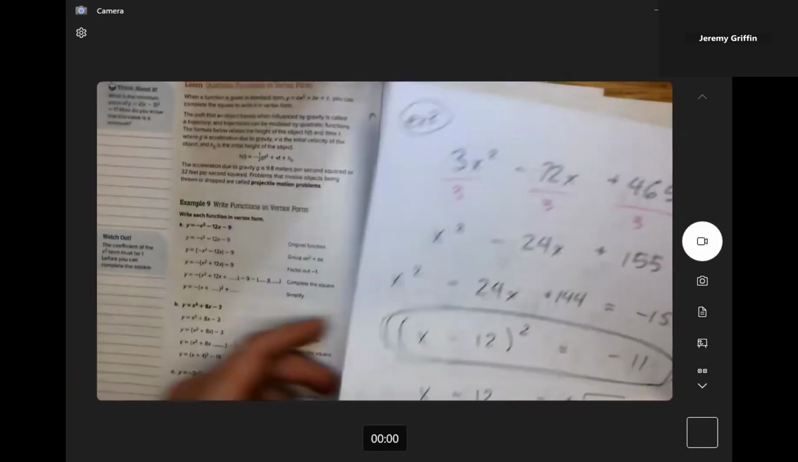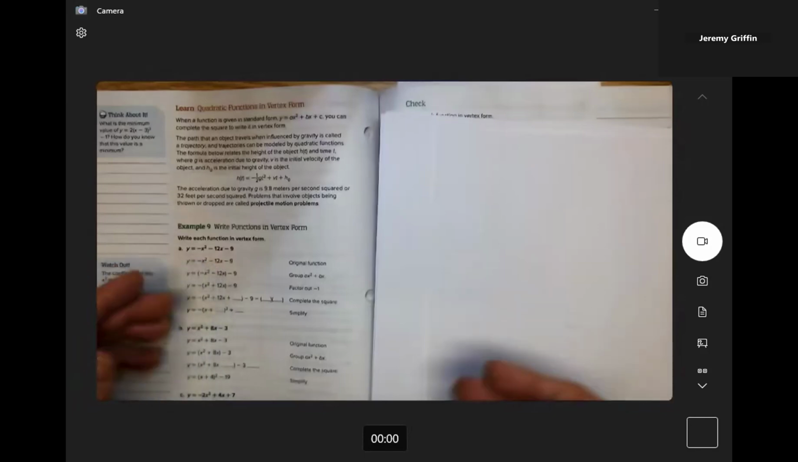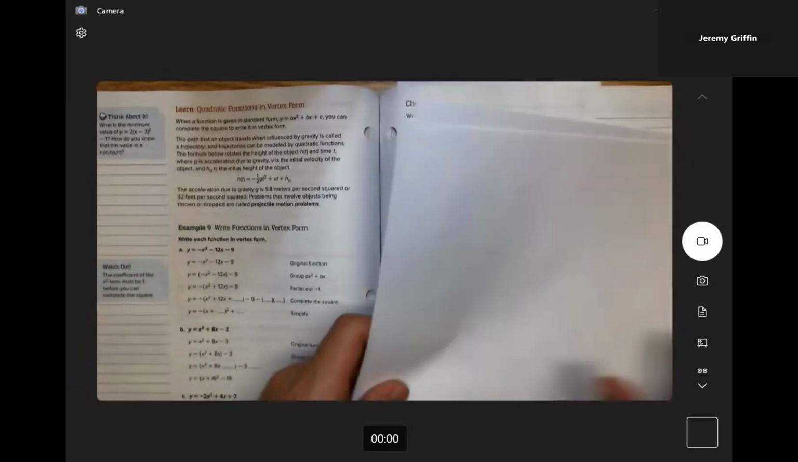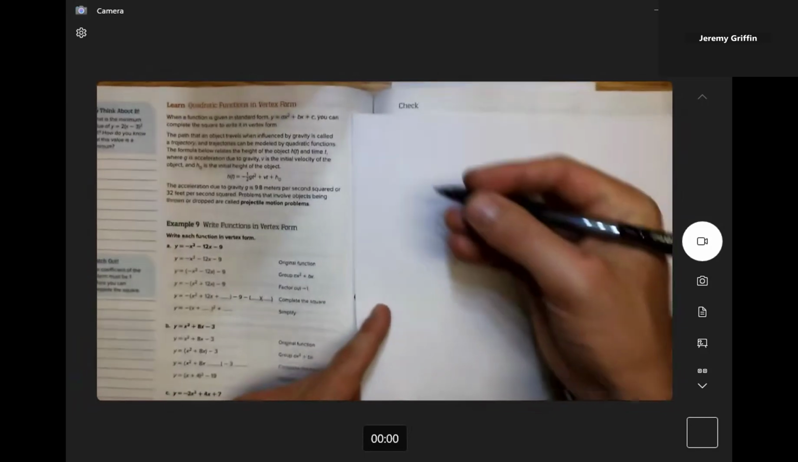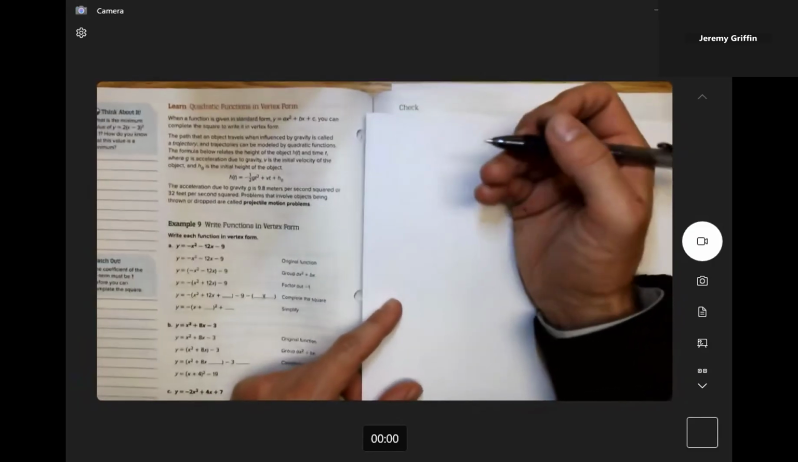All right. Example 9, functions in vertex form. Now this one, this is the first time I'm seeing y equals something in this lesson. It's not equal to zero, it's y equals. So that makes me think maybe a whole parabola. You could eventually graph this on an x, y set of axes.